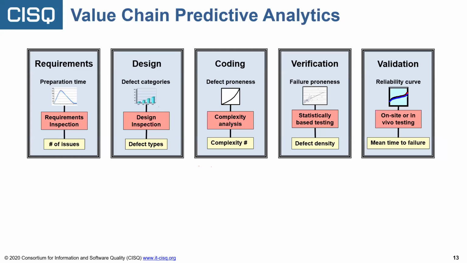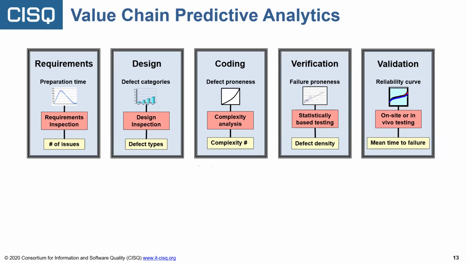So here's what we can achieve if we start thinking about the value chain, and rather than worrying so much about statistical stability, we start worrying about predictive analytics, right? And so I've got all these different activities during my value chain that I engage in, from requirements through validation. I've got various quality assurance activities attached to each one.